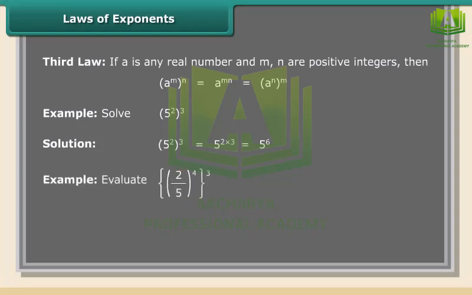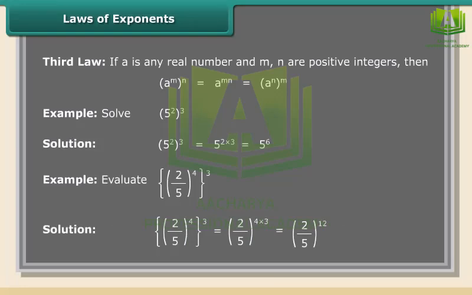Example. Evaluate [(2/5)^4]^3. Solution. [(2/5)^4]^3 is equal to (2/5)^(4 into 3), which is equal to (2/5)^12.